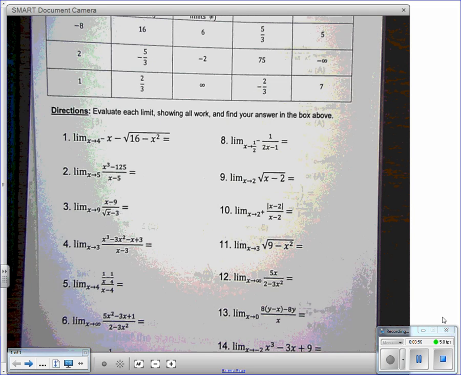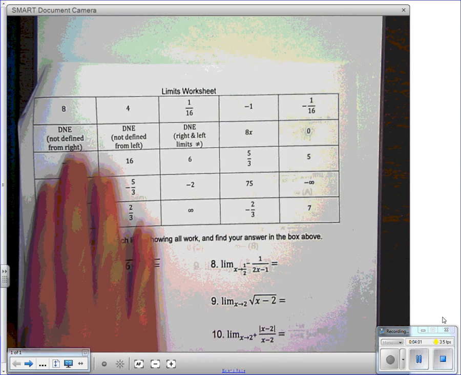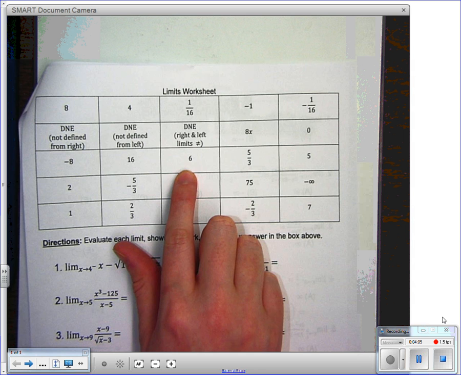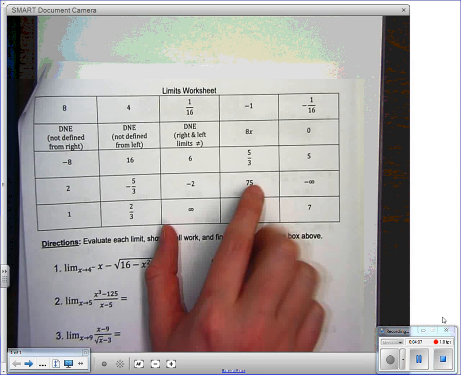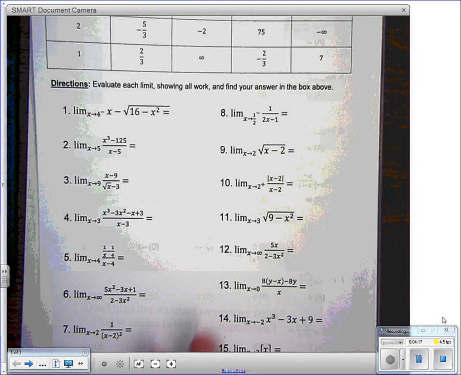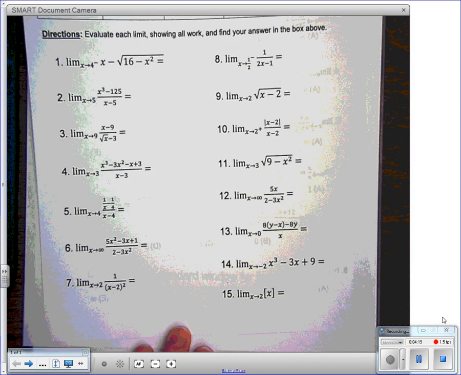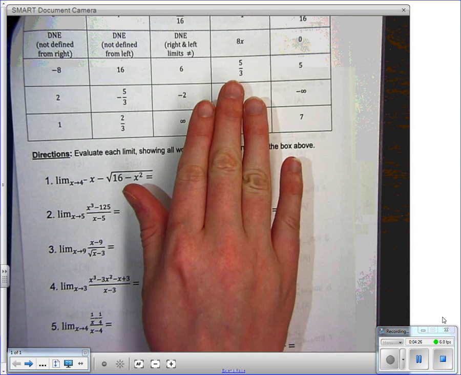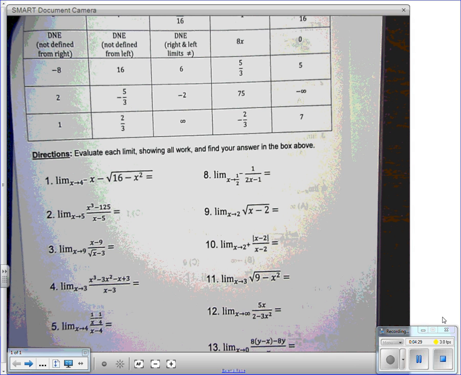You're going to evaluate all of these limits, and all of the answers are somewhere up here in the box. So again, only one of these is going to give us a 6 or a 5/3 or a 5 or a negative infinity. Not all of the ones in the box will be used because there are 25 in the box, and we only have 15 questions down here. So you evaluate your limit, and you should get one of the numbers in this box up here for your answer. If you don't, then you've done something wrong.